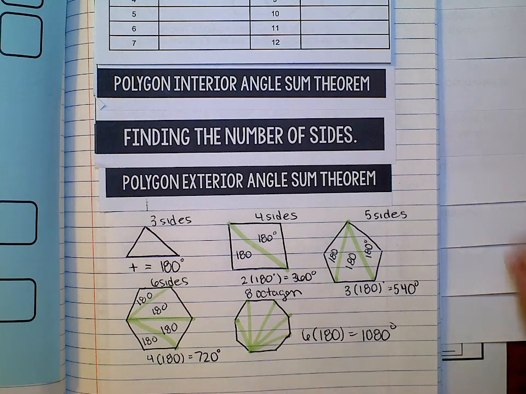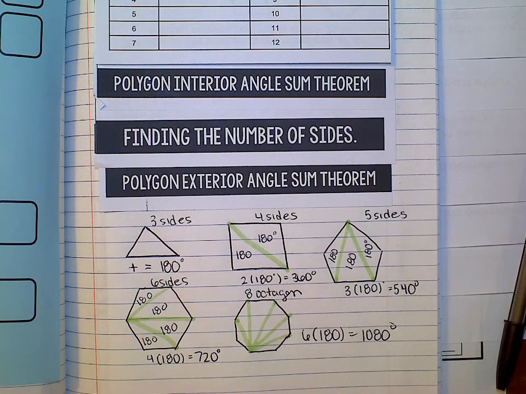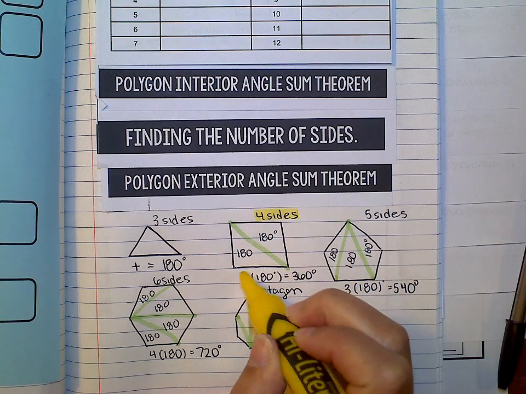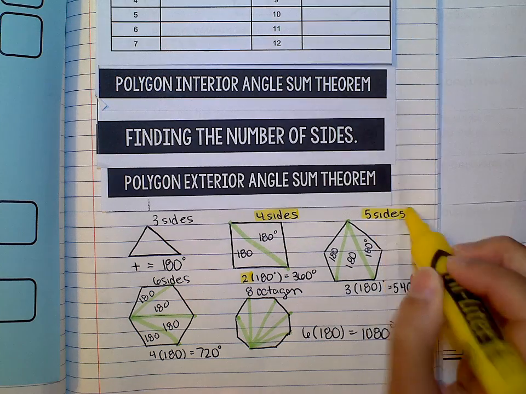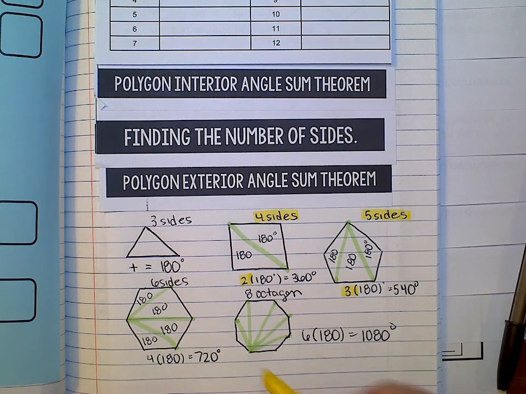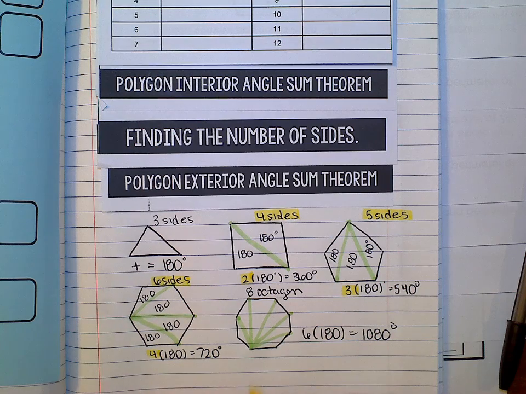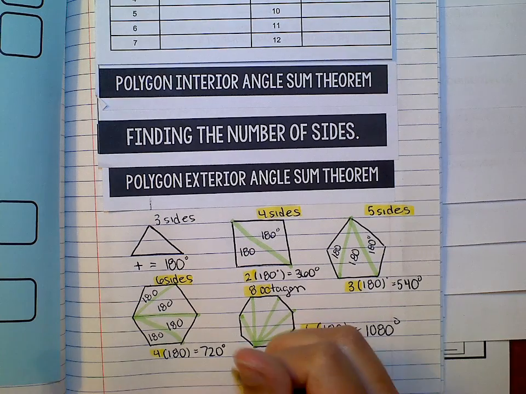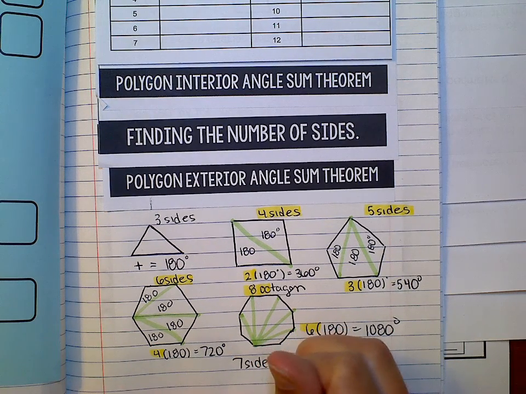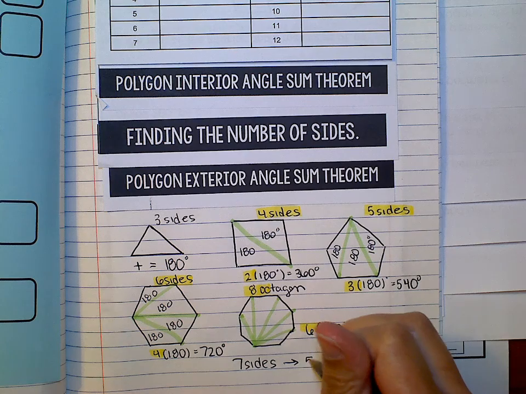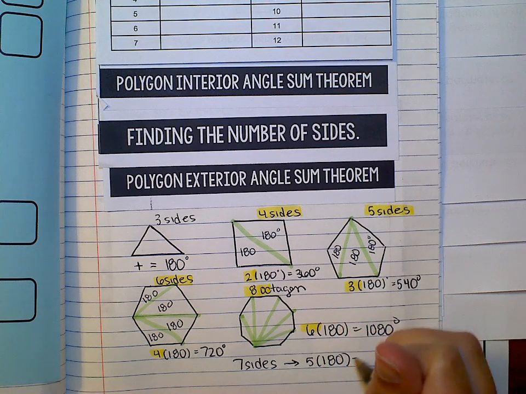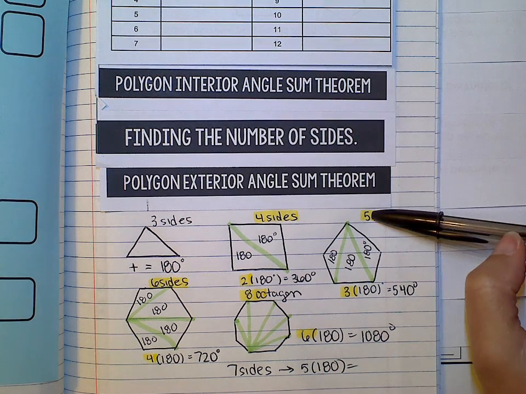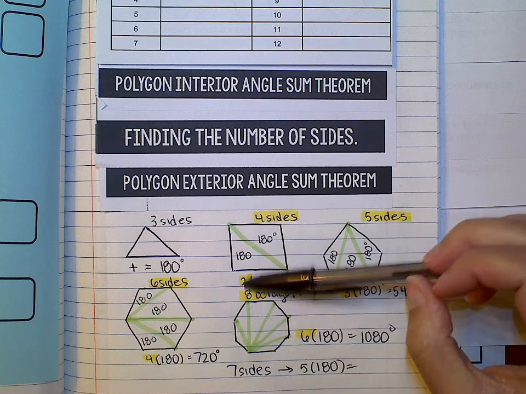Now, kind of noticing something here with the pattern, when I had four sides, I had two 180s, five sides I had three 180s, six sides I had four 180s, and eight sides I had six 180s. So if I had to guess, when we have 7 sides, I'd bet you there would have been 5 180s, because I'm noticing that however many sides I have, there are always 2 less triangles.